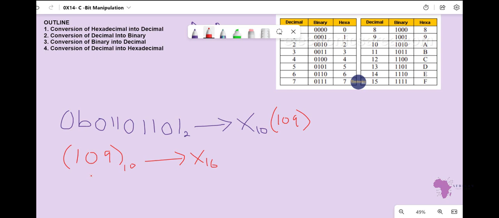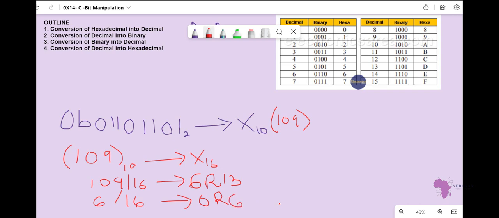And how can we get this one? 109 divided by 16 gives us 6 times. 6 times 16 is 96, which leaves remainder 13. Then 6 divided by 16 gives us 0 because it is not enough, remainder 6. So in reverse order, we write 6 and 13. But remember, guys, 13 is equivalent to D in hexadecimal. So we'll have it as 6D.